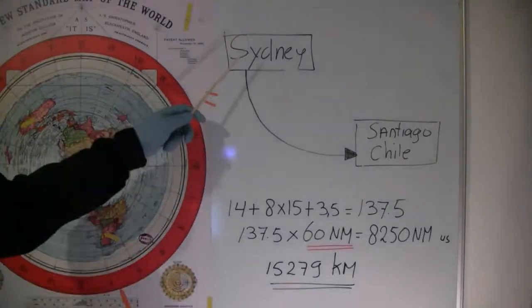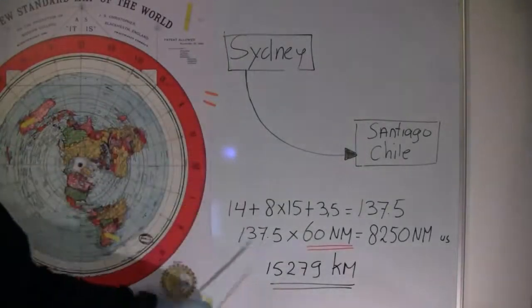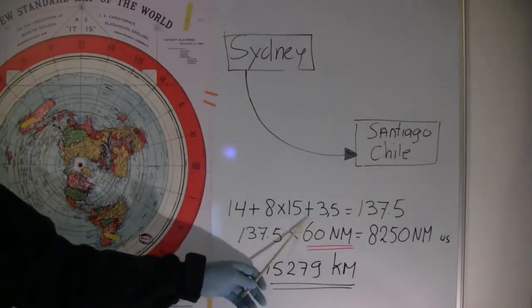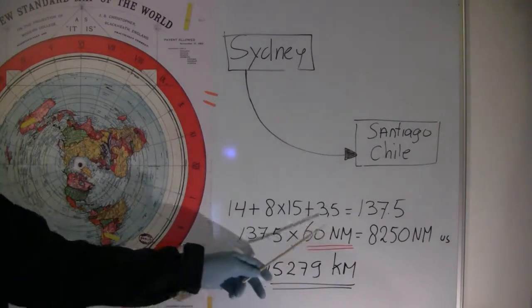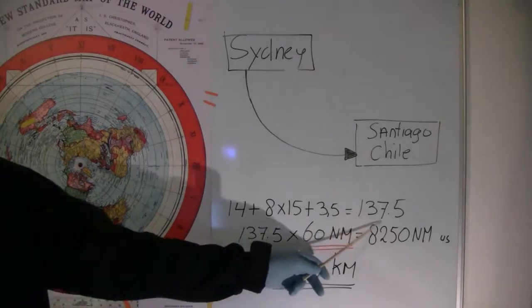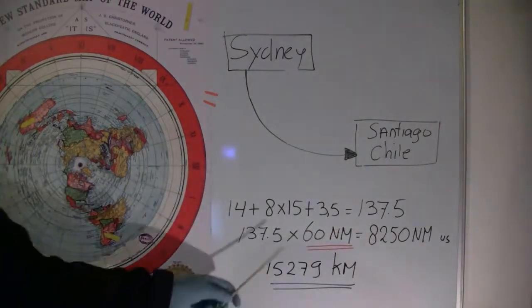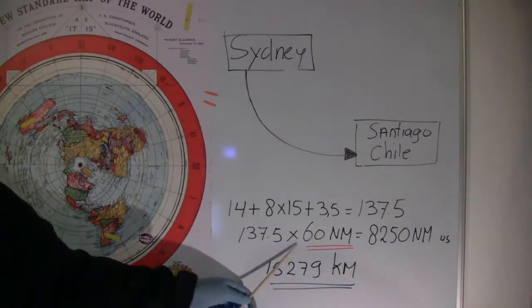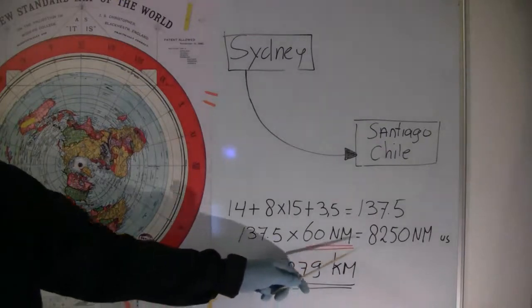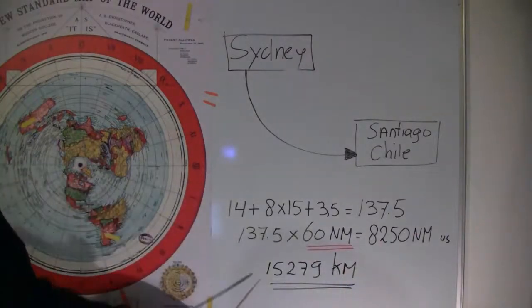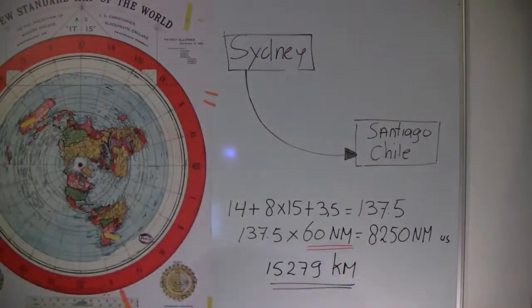To circumnavigate from Sydney to Santiago, it's 14 degrees plus 8 times 15 degrees plus 3.5 degrees to reach Santiago. That makes a total of 137.5 degrees. 137.5 degrees multiplied by 60 nautical miles makes a total of 8,250 nautical miles. That's 15,279 kilometers.